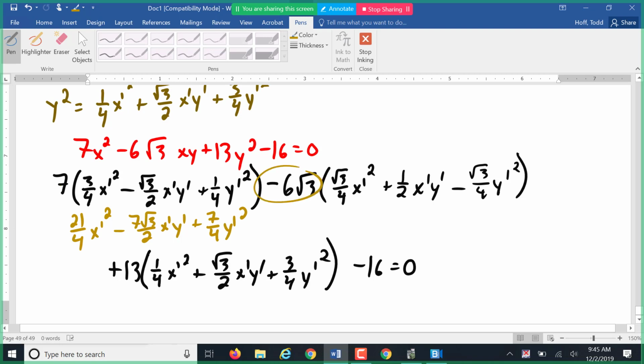Multiplying here, negative 6 times the square root of 3 times the square root of 3 over 4. That's a negative 18/4. Now I'm going to leave it as fourths because it seems like 4 appears to be my common denominator here.